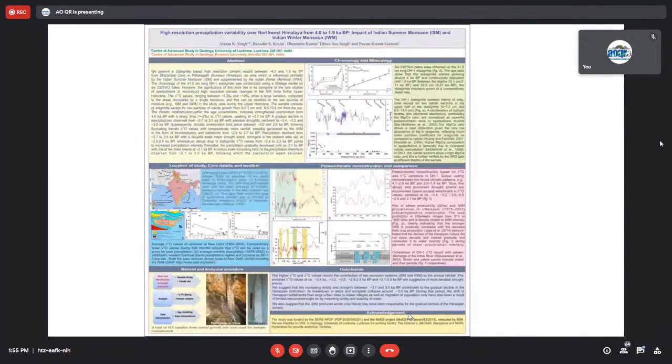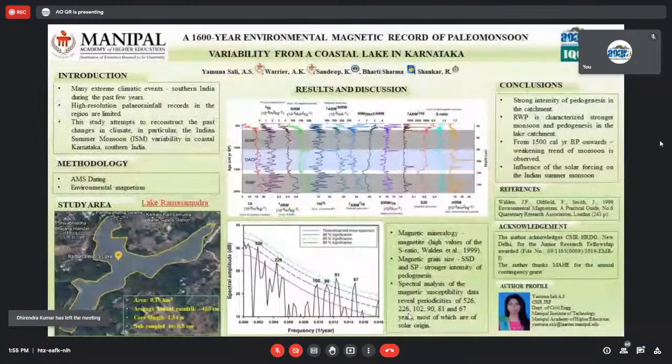Thank you, sir. Okay, change the poster. Yes. Good afternoon. I am Yamuna Sali, a CSIR Junior Research Fellow working under the guidance of Dr. Anish Kumar Warrior. Here I am presenting our work carried out on the lake sediments from coastal Karnataka to study the paleomonsoonal conditions of the region. The title of my presentation is A 1600-year environmental magnetic record of paleomonsoon variability from a coastal lake in Karnataka.